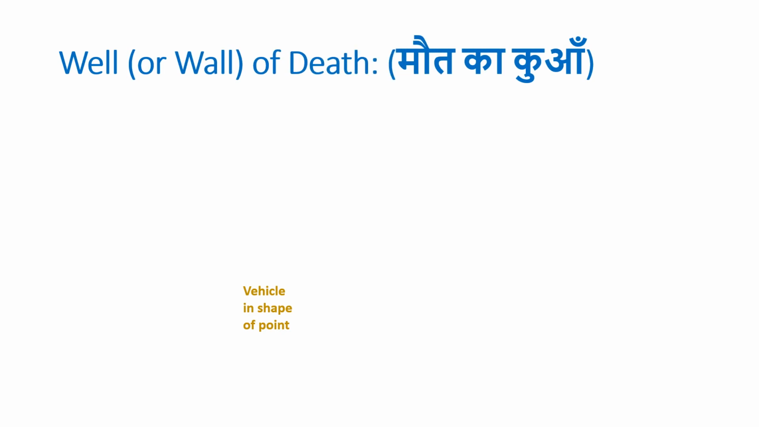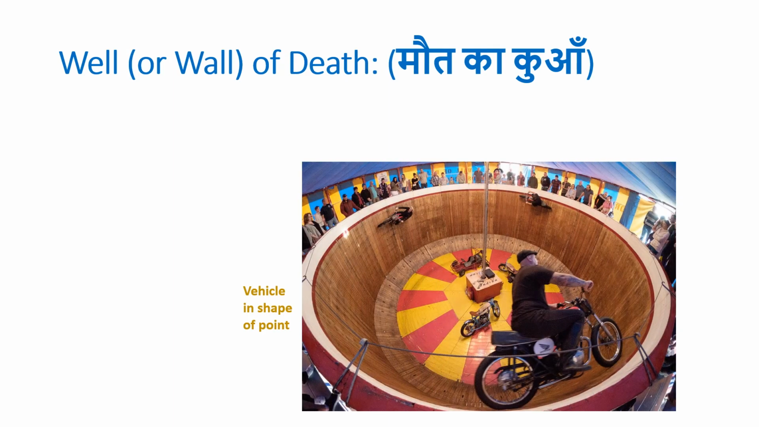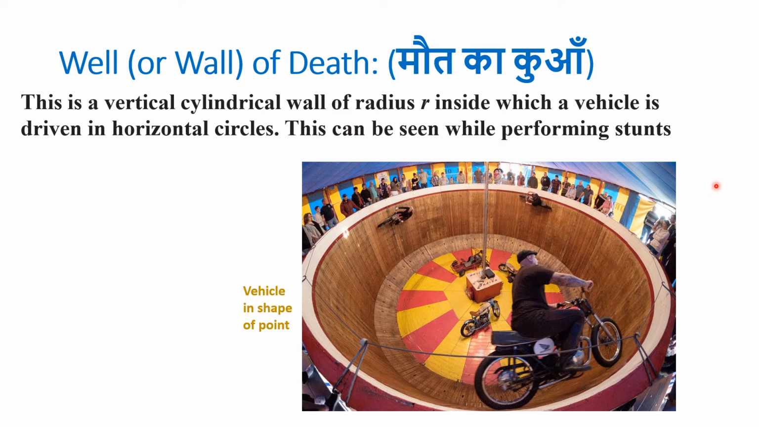Let us find out the minimum velocity required for a vehicle to move in a well of death. So this is a well of death, that is a Maut ka Kuwa. We might have seen such kind of stunt in a circus or in some kind of mela. So what is this well of death? This is a vertical cylindrical wall of radius r inside which a vehicle is driven in a horizontal circle. So this we always see while performing a stunt.